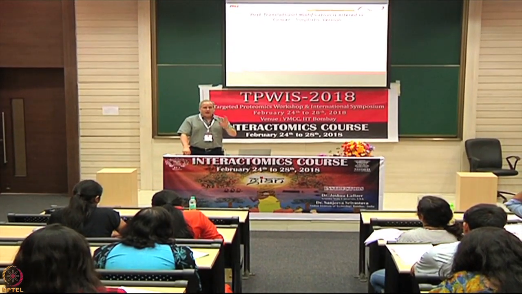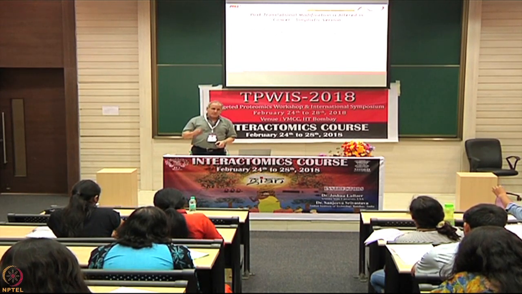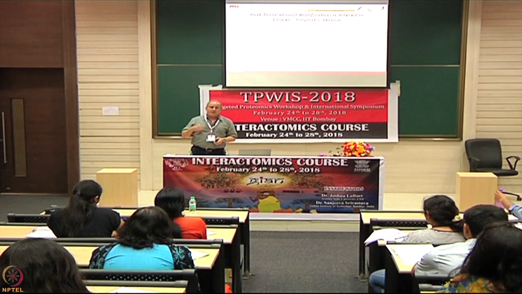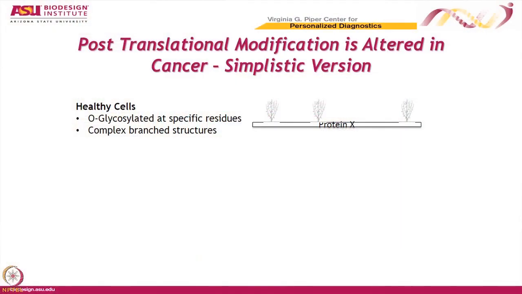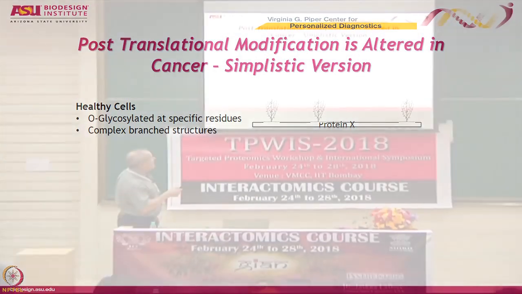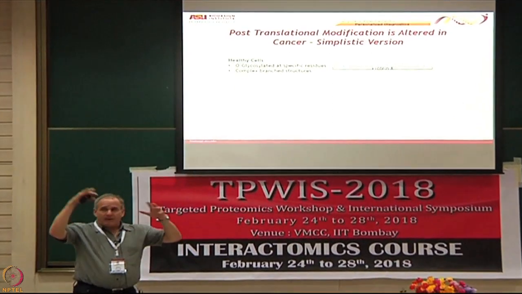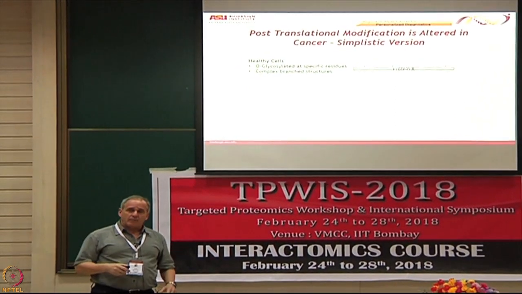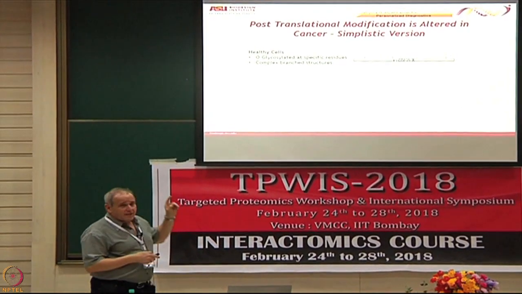And today, I'm only going to be talking about O-linked glycosylation, mostly because most of the studies done in cancer have been done on O-linked glycosylation. So typically what happens with glycosylation is you have these sugars attached to specific amino acids, and they form these very complicated branch structures, right? So they have many sugars stacked upon one another. That's pretty typical in normal cells.